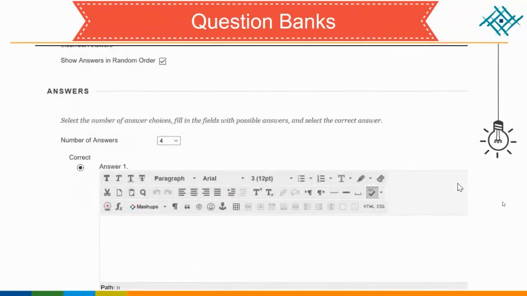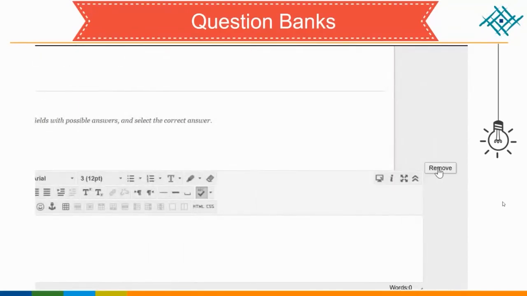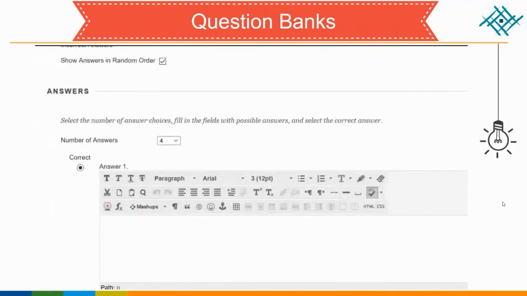The next space is for the answers. You notice that the default number of answers is 4, but I can add more answer options up to 100 just by changing the number here. If I want to have less than 4 answer options, I just scroll over to the side on one of the answer options and click remove, and that will delete it from the list.